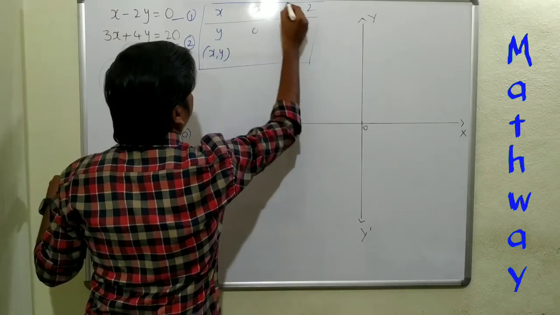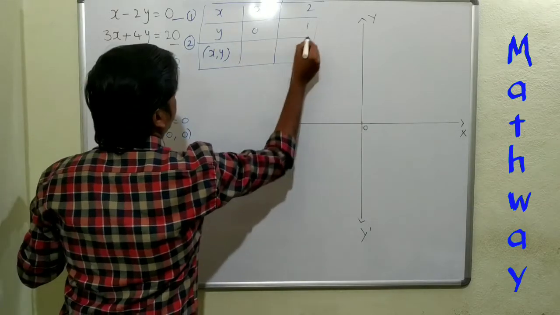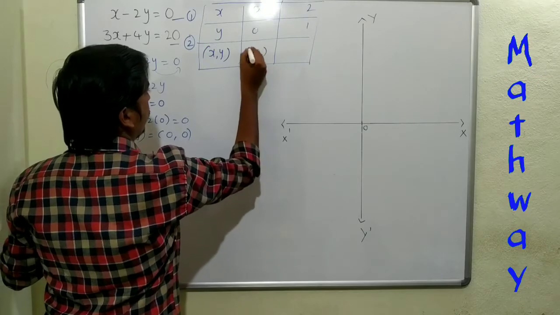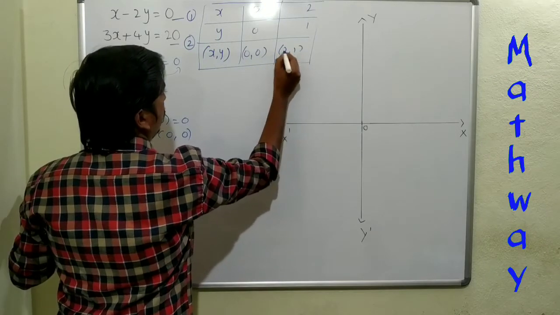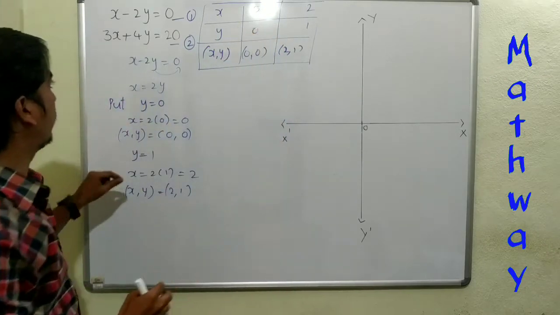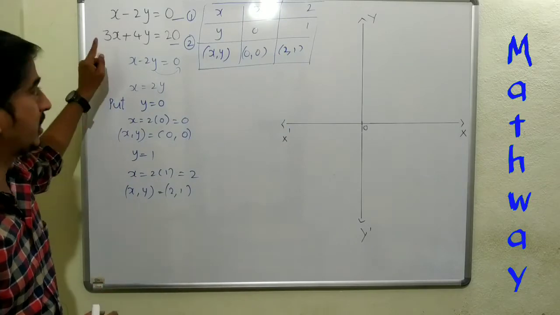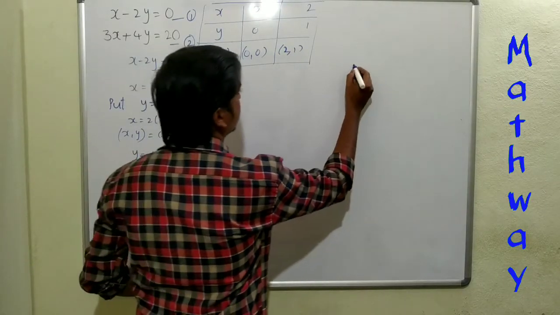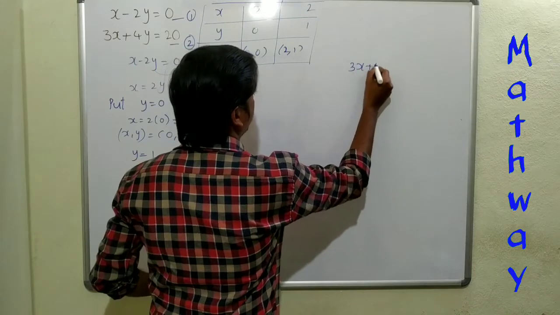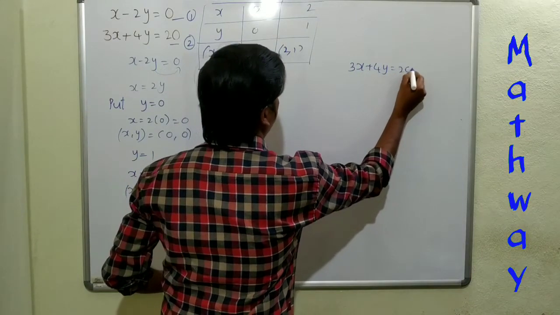The points are 0 comma 0 and 2 comma 1. Clear? Now let us try the coordinates for the second equation, that is 3x plus 4y equal to 20.